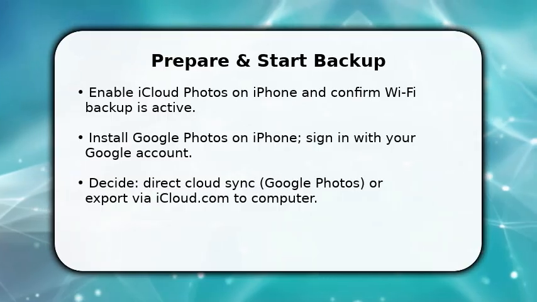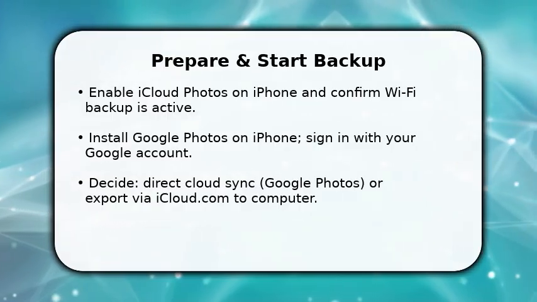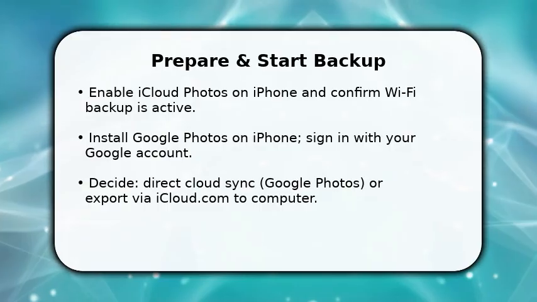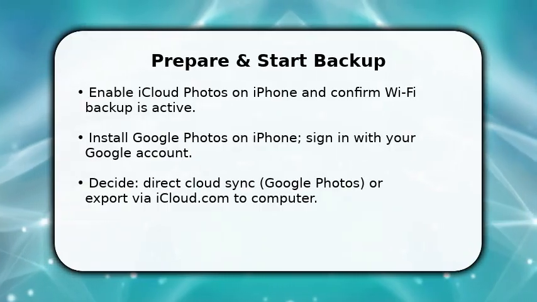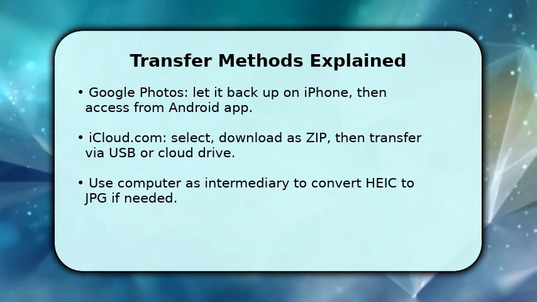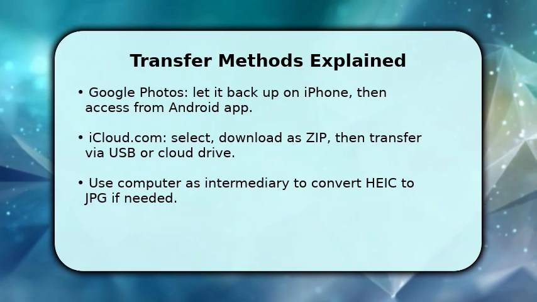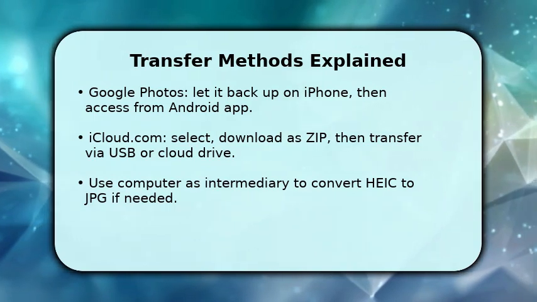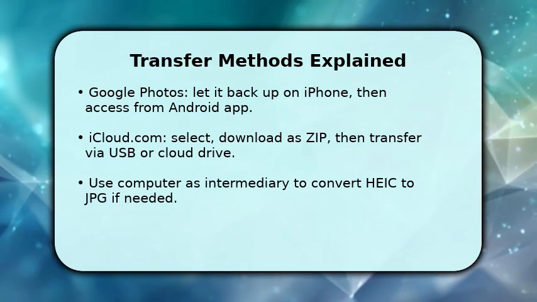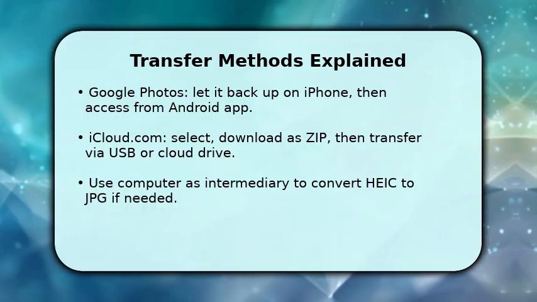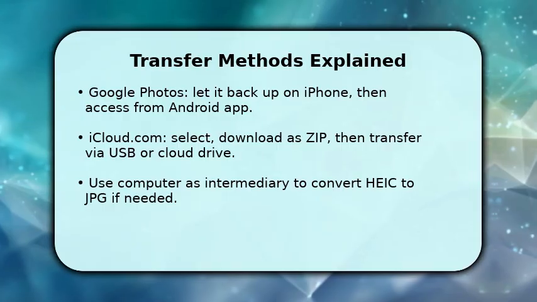Make this choice now. Cloud Sync is fastest for many, while the computer export gives full folder control and avoids automatic conversion. You have two practical paths. First, let Google Photos back up everything on the iPhone, then sign into the same Google account on your Android, and the images appear fast and automatic.